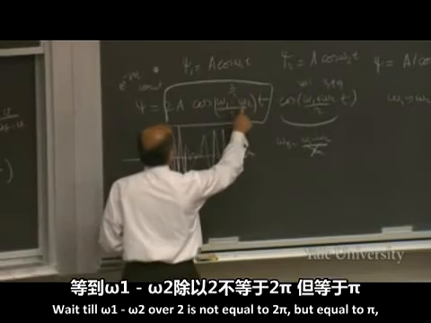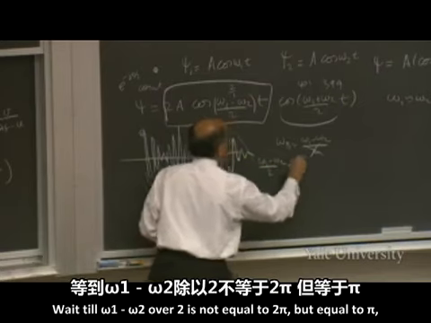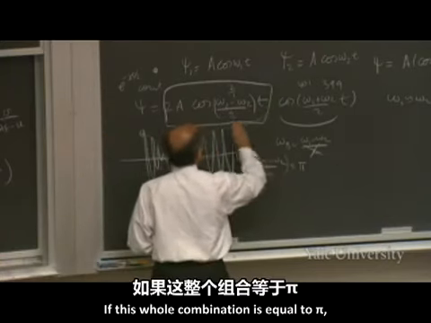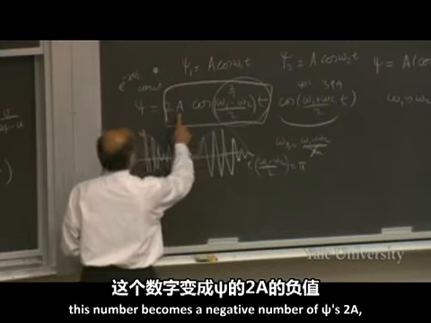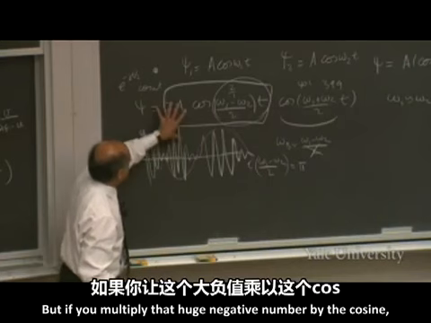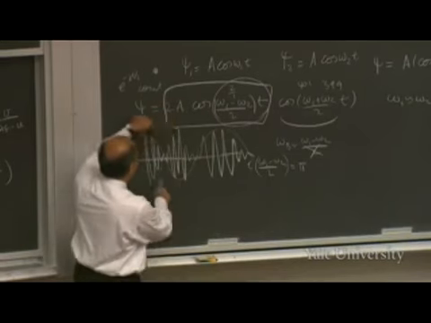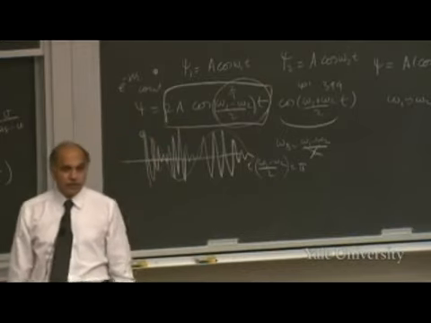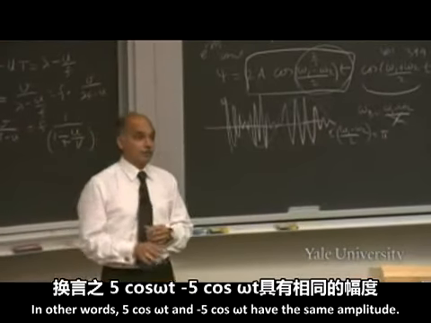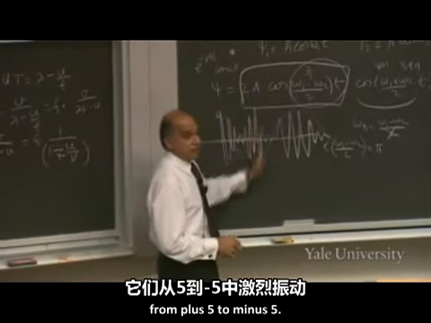Wait till omega 1 minus omega 2 over 2 times t is not equal to 2 pi, but equal to pi. If this whole combination is equal to pi, this number becomes a negative number of size 2a. That just means it's here, but if you multiply that huge negative number by the cosine, it is still oscillating very wildly here as much as it is here. In other words, 5 cosine omega t and minus 5 cosine omega t have the same amplitude. The minus doesn't change the fact that it's having large excursions from plus to minus 5.